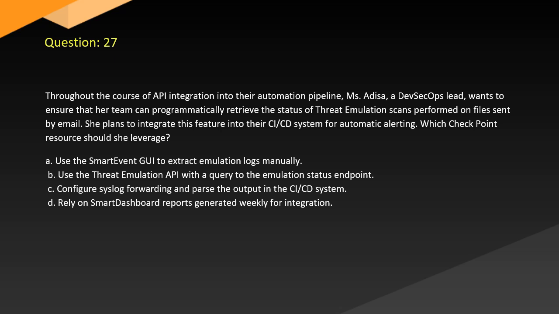A. Use the SmartView GUI to extract emulation logs manually. B. Use the Threat Emulation API with a query to the emulation status endpoint. C. Configure syslog forwarding and pass the output into the SIEM system. D. Rely on SmartDashboard reports generated weekly for integration.